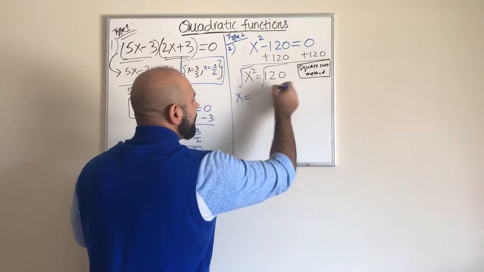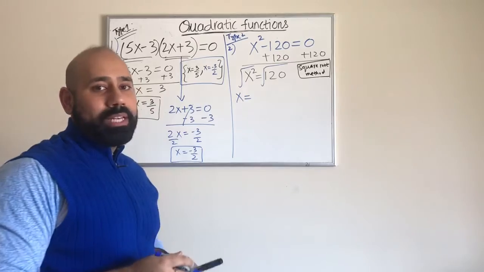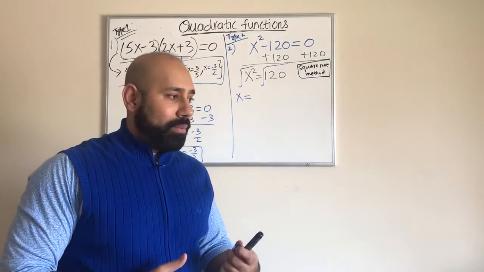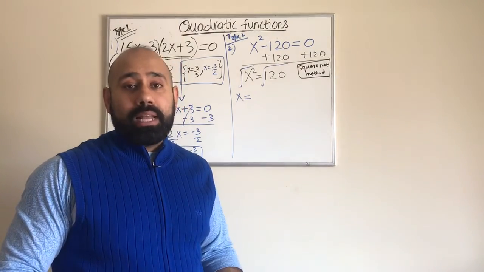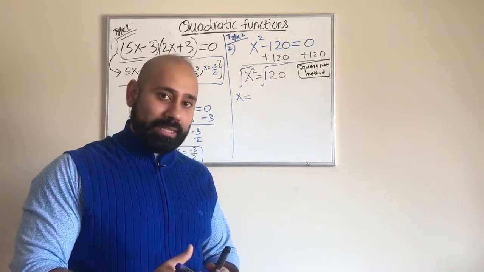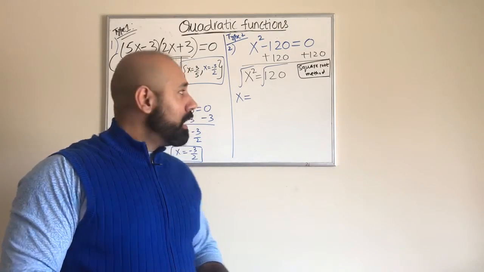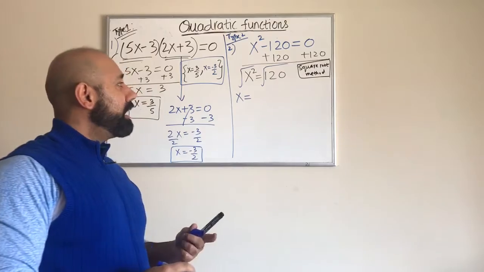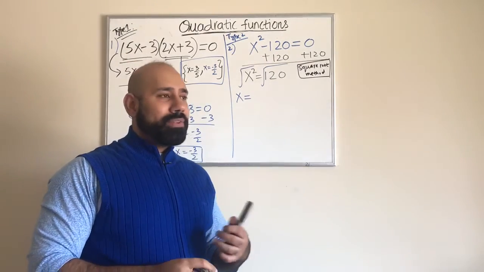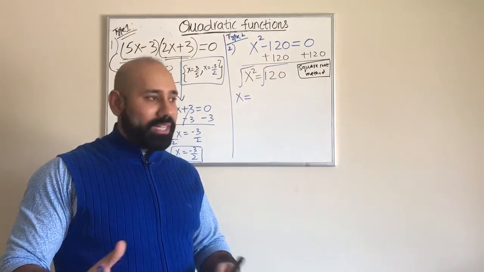In this case, we cannot simply leave it as the square root of 120. We have to try to simplify that, and we want to keep everything in radicals and not in decimals right now, okay? So let us see how we can simplify that square root of 120. There are a few different ways that people like to simplify that.